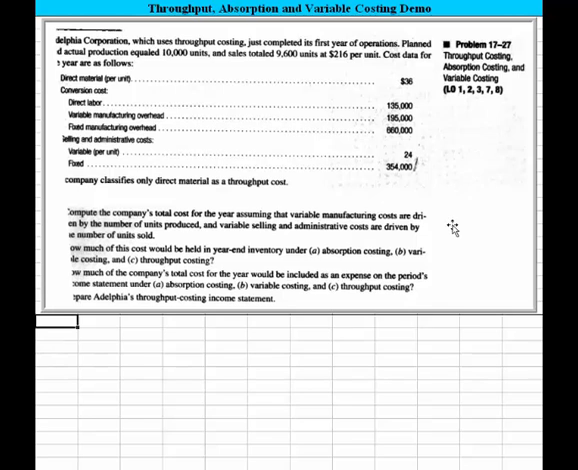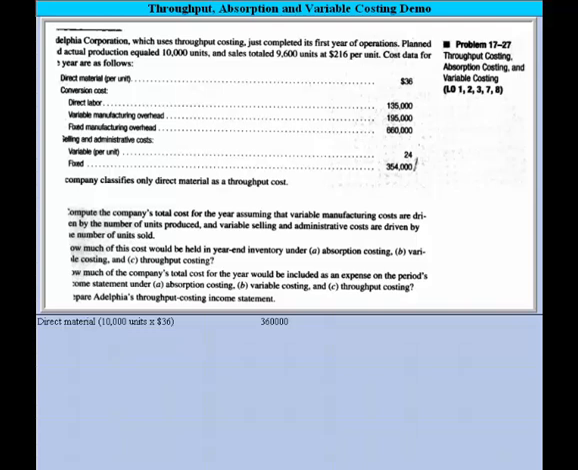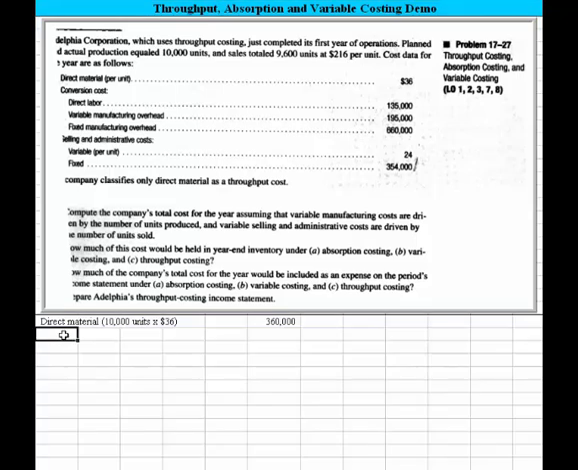So to tackle that one, let's first take a look at direct material. We know that direct material is 10,000 units at $36, right? So why don't we put the solution right about here? That's going to be equal 10,000 units times that. Go ahead and format everything with no decimal places.